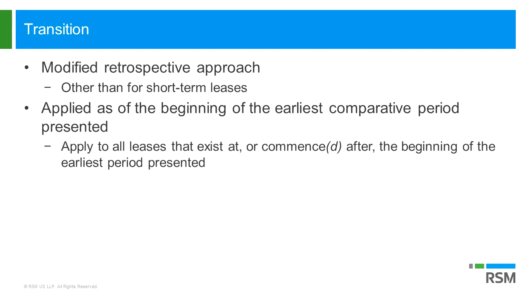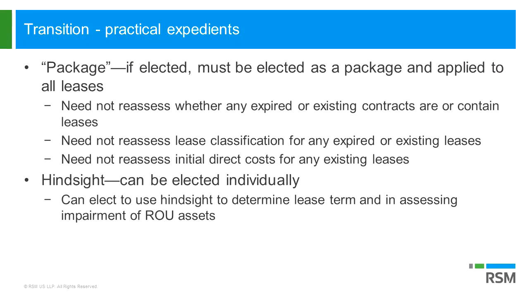The modified retrospective approach is somewhat of a compromise between providing all of the information that users would want and limiting costs to preparers. We are keeping this discussion of the transition at a high level because of time constraints, and there are a number of additional transition requirements that are not covered here, but we encourage you to look to the FASB's publication of 842 for a full disclosure listing and transition approach.